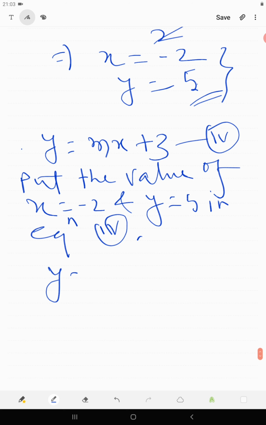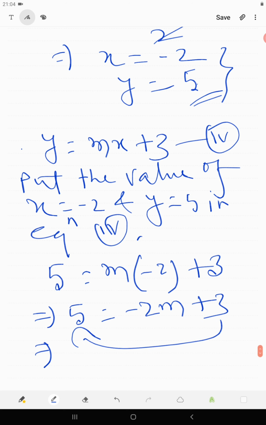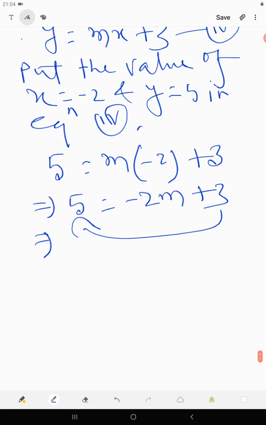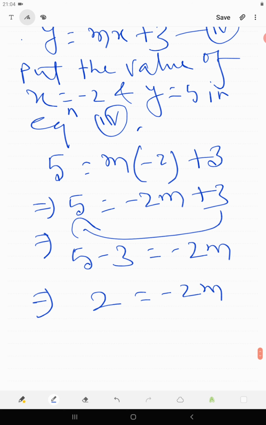So y is 5. So put 5 equals m into what is x? x is minus 2. So minus 2 and then plus 3. Simplify it. 5 equals minus 2 into m is minus 2m and then plus 3. Now plus 3 will come to the left hand side. So 5 minus 3 equals minus 2m. So 5 minus 3 is 2. 2 equals minus 2m.